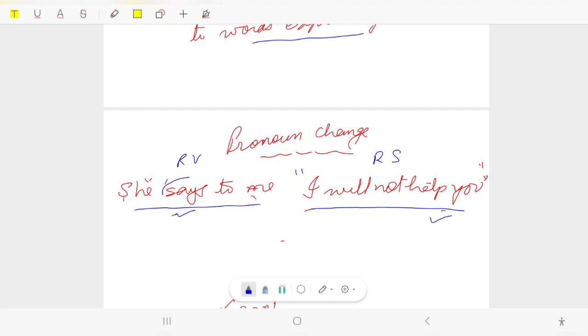In this part, only one thing is changed, that's this one. Except that, we do not make any change in this part. And this "says" will be changed only when it is followed by "to", that is, when there is someone to whom this person is speaking. If this person is not there, then even this will not be changed. So let's see how we change it.